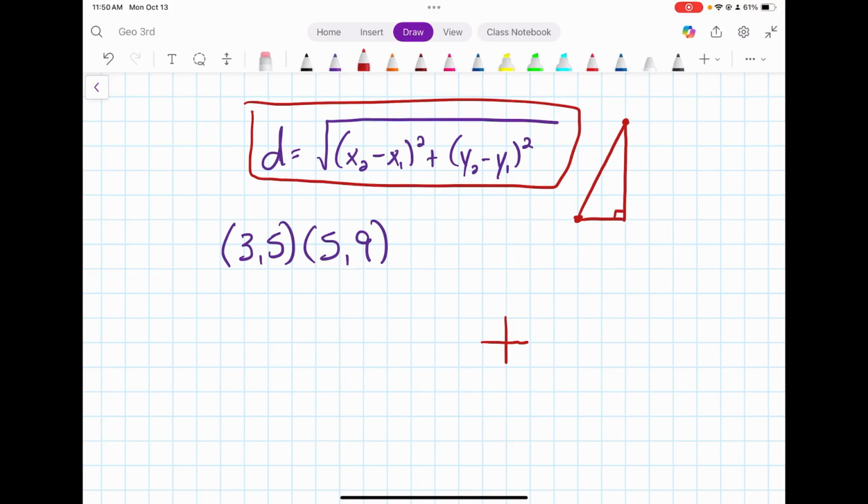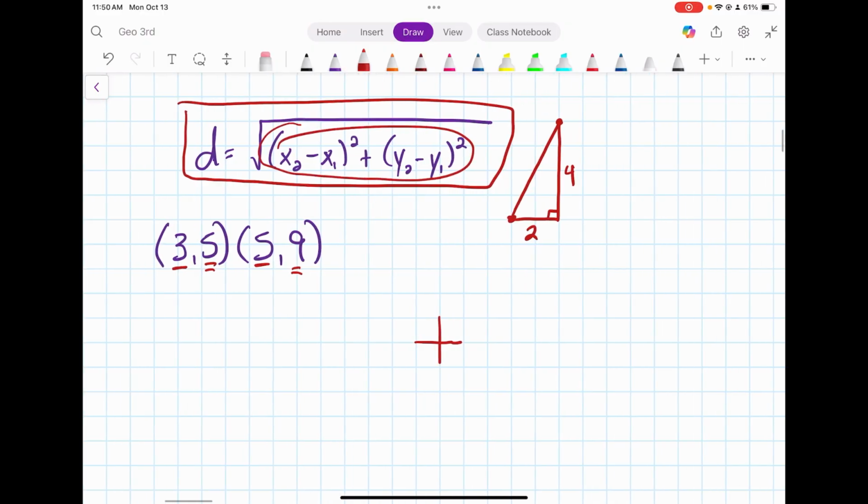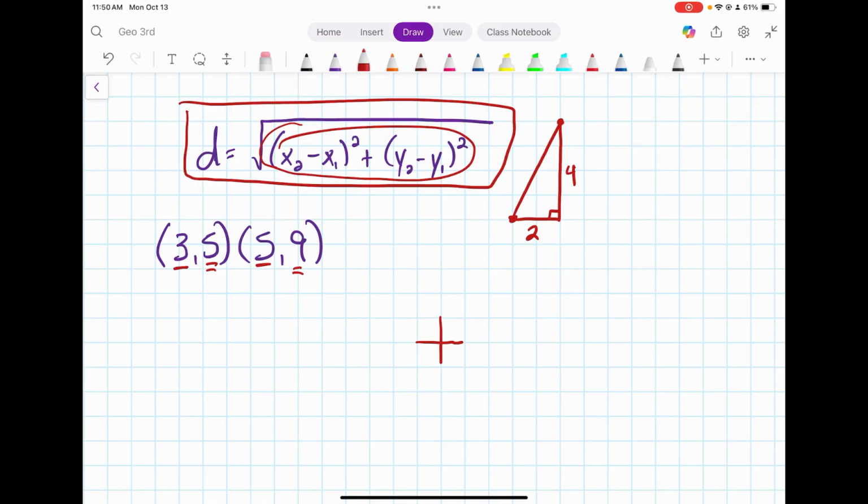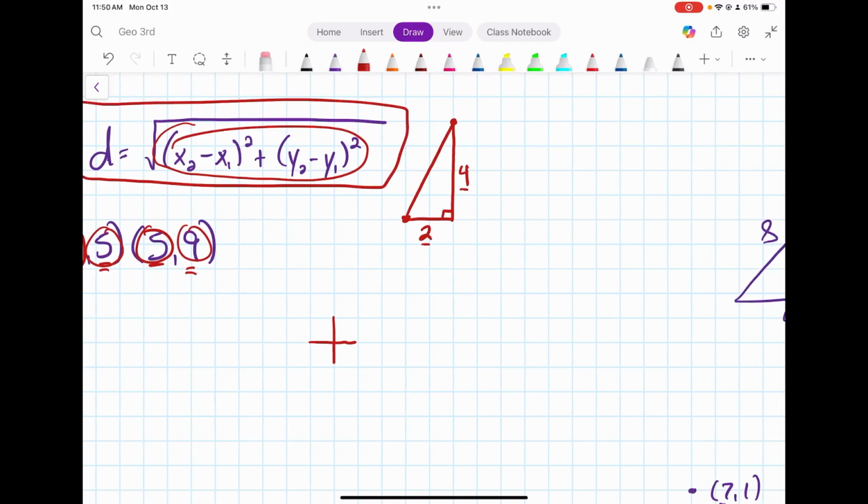And if we could find the distance from 3 to 5, that tells us the bottom side of our right triangle. And the distance from 5 to 9 tells us the top side of the right triangle. And then instead of actually using the distance formula, which is just derived from the Pythagorean Theorem, we can just use the Pythagorean Theorem itself. Again, we simply found the distance from 3 to 5. That gave us one length. The distance from 5 to 9 is the other length. And then we're going to use the Pythagorean Theorem on that.